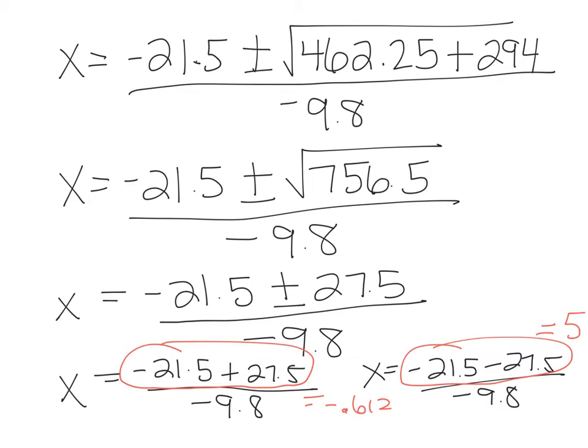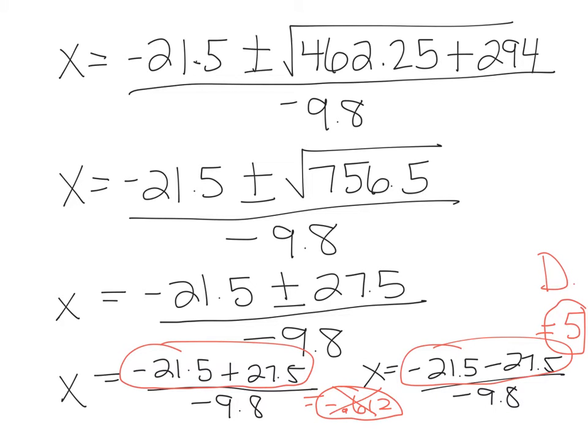Now, remember x is a measurement of time, and this first response here is negative, and time cannot be negative. The lowest value time can take on is 0. So I know this is an extraneous solution, which leaves me with my only valid response as being x equals 5. That means that the correct answer was D.